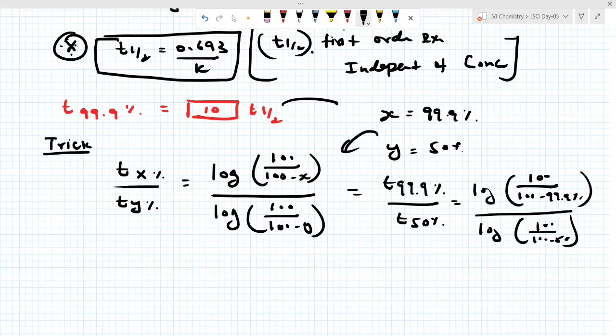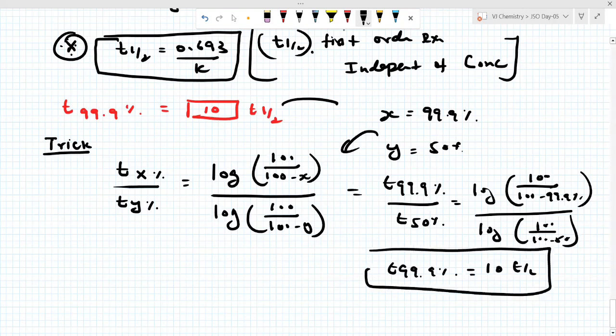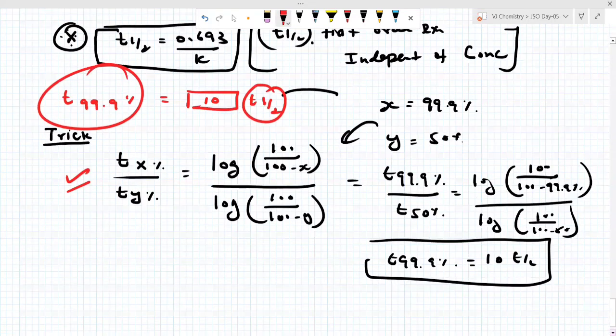What is the answer? Total 10 times. But T 99.9% equal to 10 times T half. This is the question. You apply this formula to find out the relation between the half-life and other percentages. Okay, it's very simple. Now get the direct formula, the direct value. If you want, you can memorize.